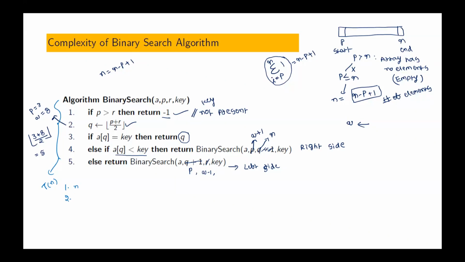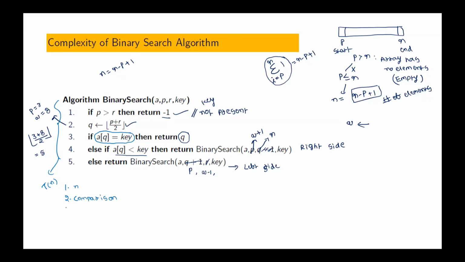Third step: comparison. A of q equal to key. This is comparing one element of the array with the key. This is the most important operation, so we call it the comparison operation.